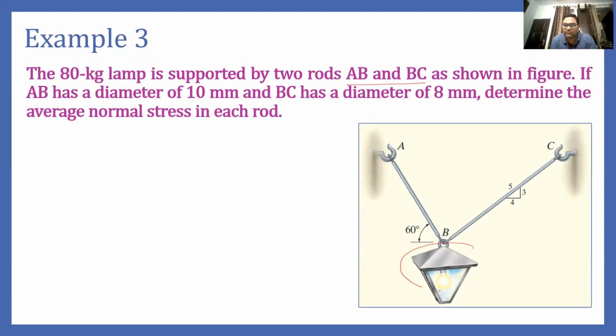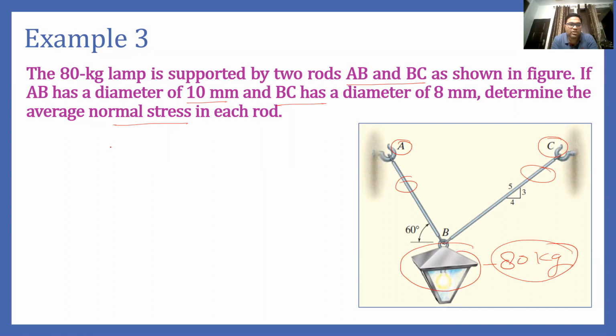So in this, there is a lamp which has a weight of 80 kg. It is supported by two rods. One rod is AB and the second rod is BC, and the diameter of each rod is also given. The diameter of rod AB is 10 mm and the diameter of rod BC is 8 mm. We have to determine the average normal stress in each rod. So what is the stress this rod is experiencing, and similarly what is the stress this rod is experiencing? So we need to find out the average normal stress.